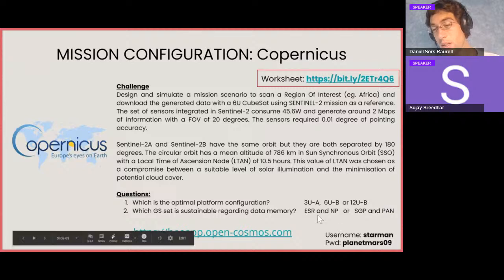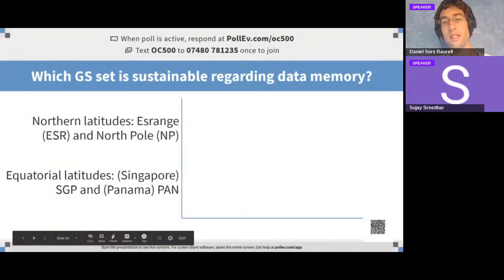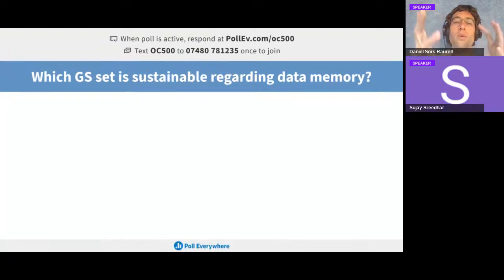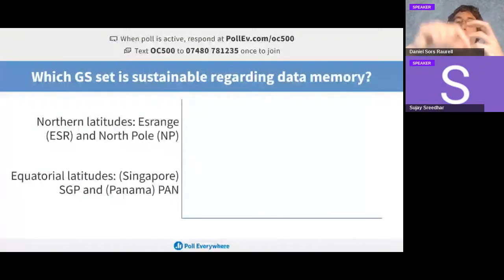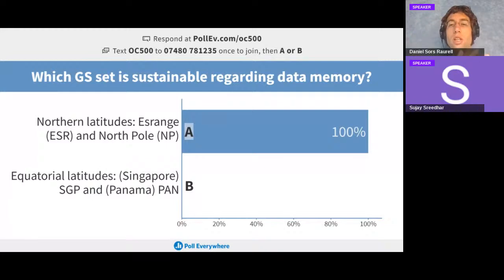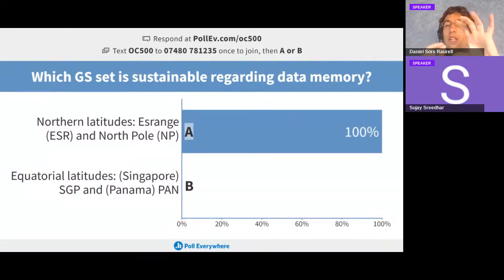Is it better having antennas in the North Pole and in Esrange, for example, which are at quite high latitudes, or would it be better to use Singapore and Panama, which are pretty much on the equator? That's the question I'm making here. It's one or the other. So think about the geometries that we've been simulating for polar and sun-synchronous orbits, which are all the time flying above higher latitudes. Would it be better to allocate the ground stations at the equator or in the polar regions?